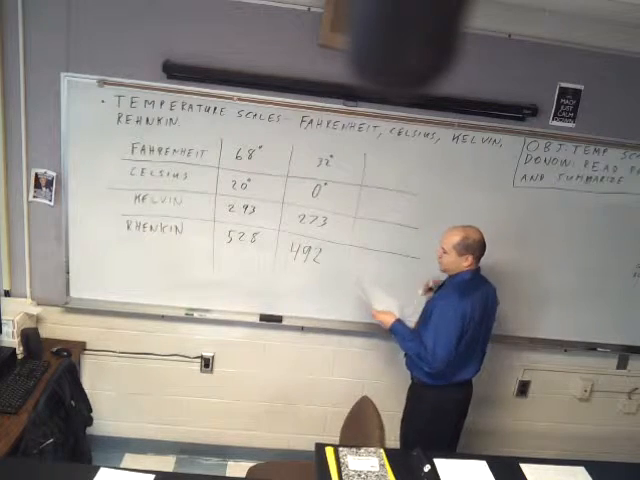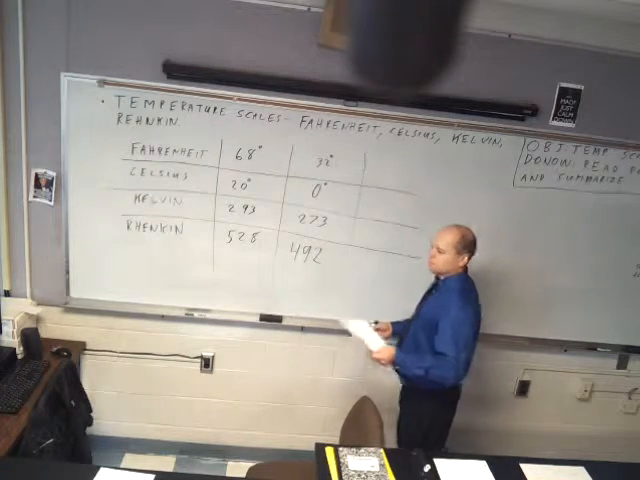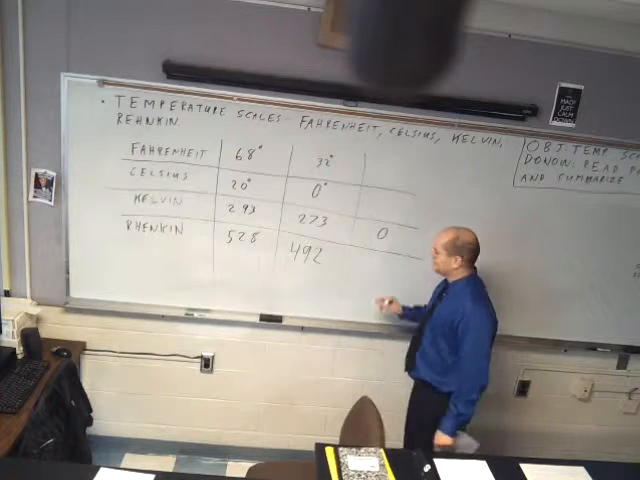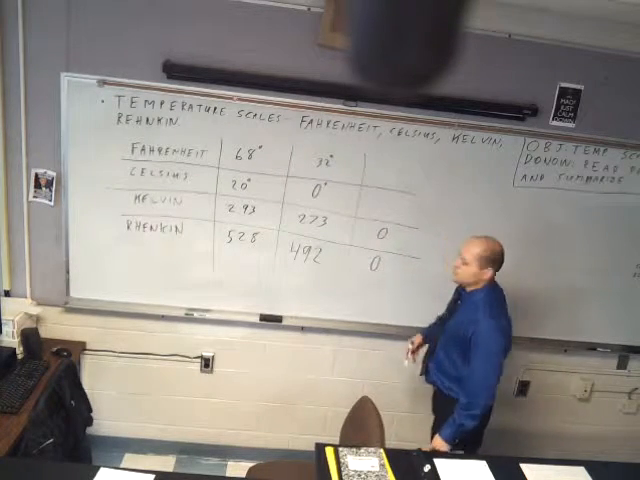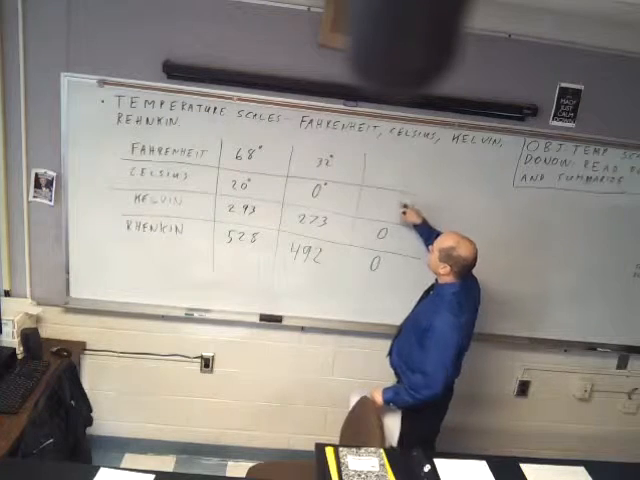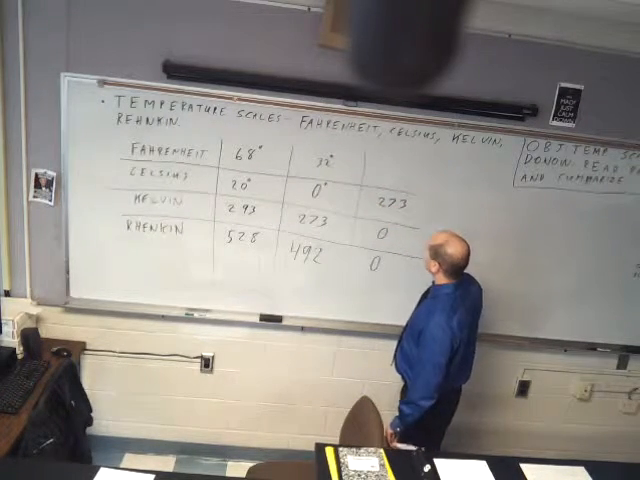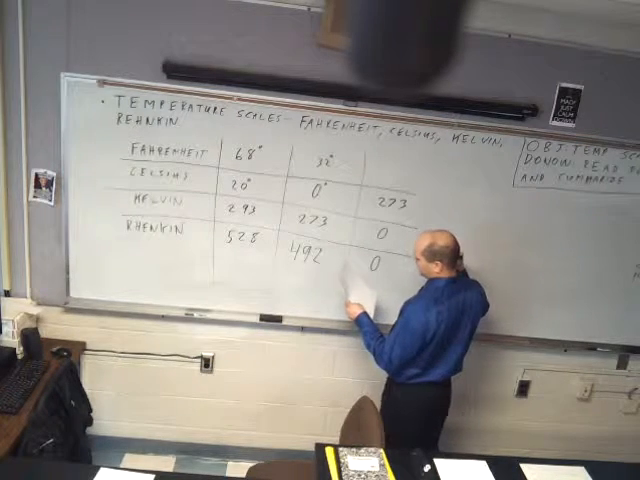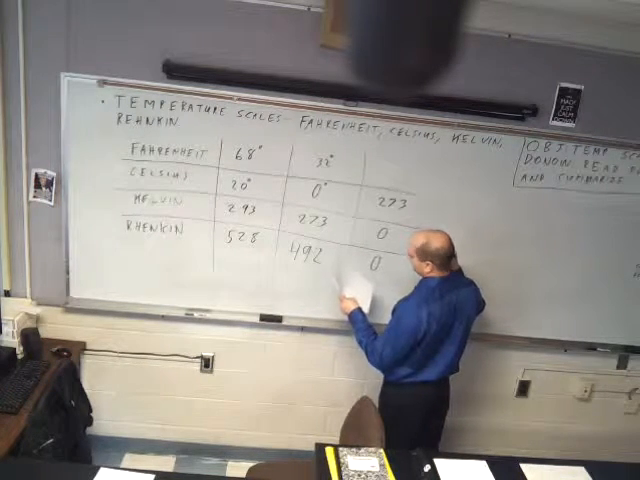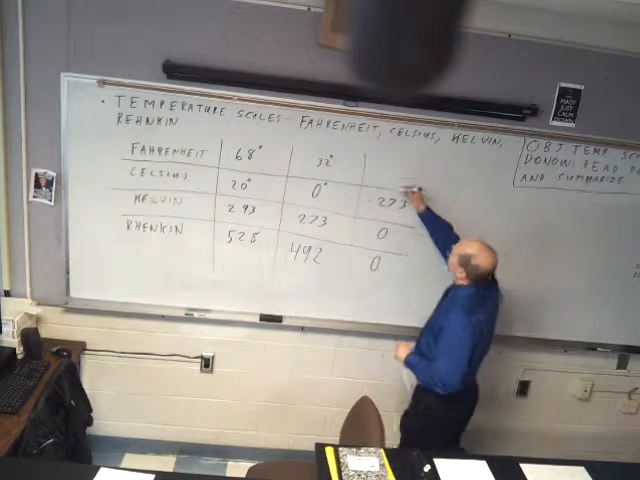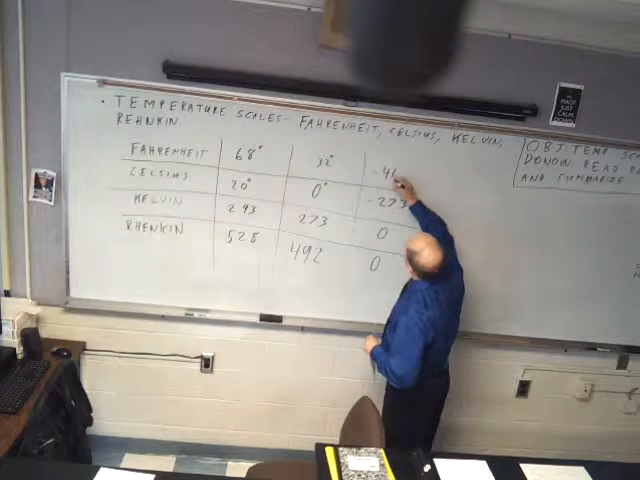And then absolute zero, the temperature at which all molecular movement stops, the lowest possible temperature, is zero on the Kelvin scale. It's zero on the Rankin scale. That's why those scales exist. And then it's going to be minus 273 Celsius, excuse me, and minus 460 degrees Fahrenheit.